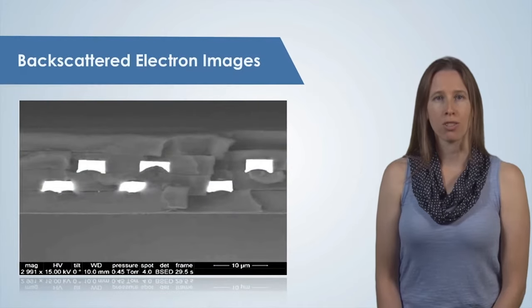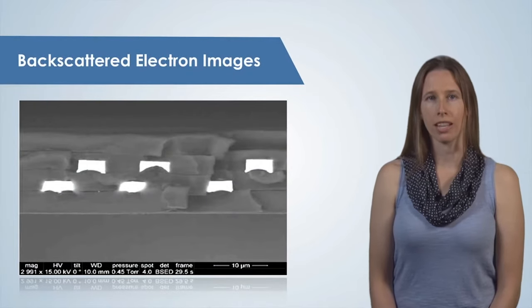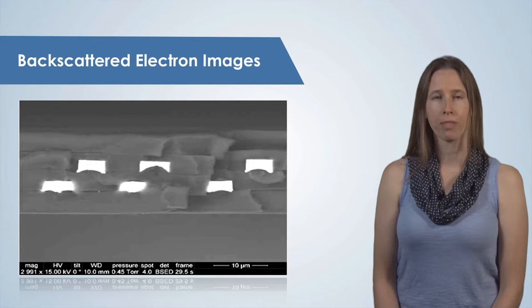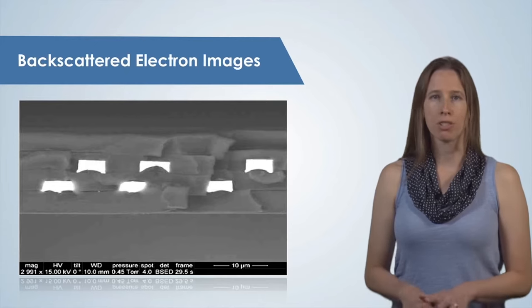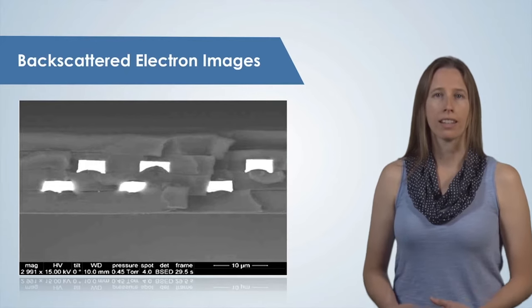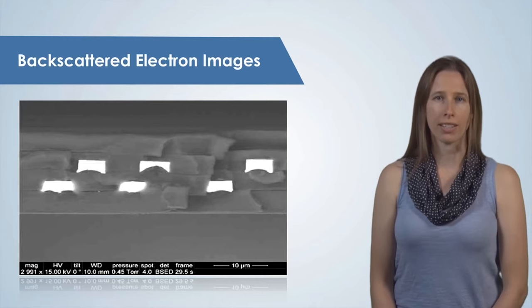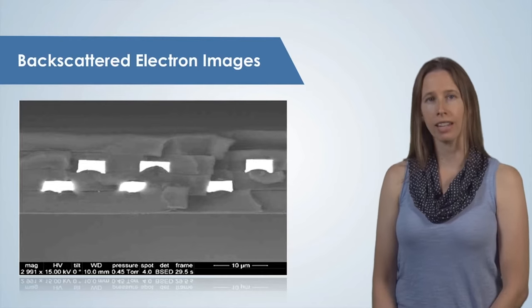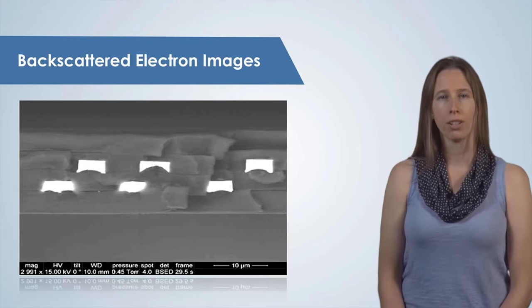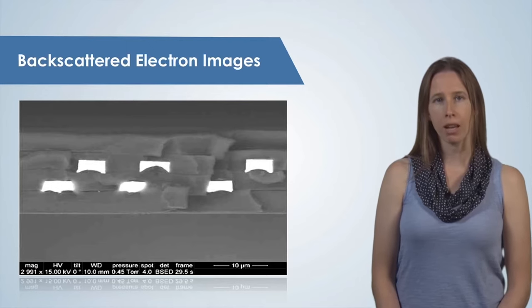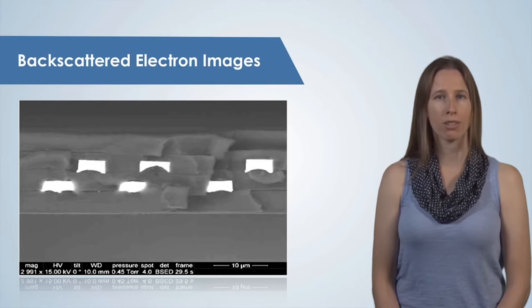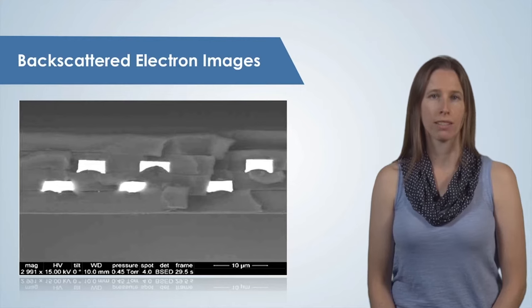Backscatter SEM images show fewer surface features than secondary electron images. Often, backscatter images look very flat. The contrast that we do see in a backscattered image is due to differences in average atomic number. Regions of the sample with higher atomic number will produce more backscattered electrons and appear bright.